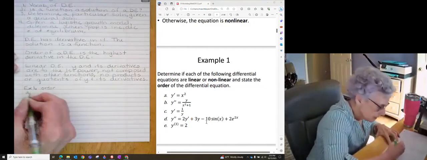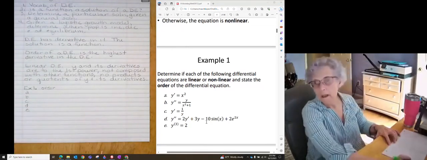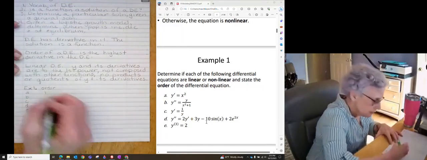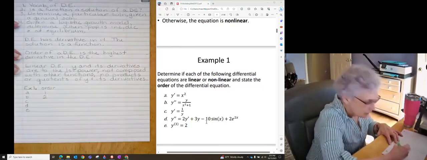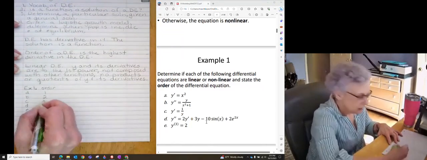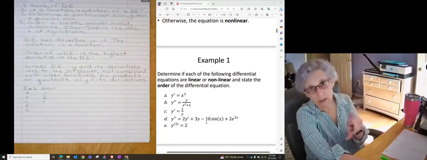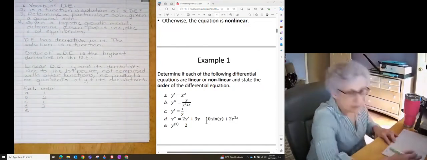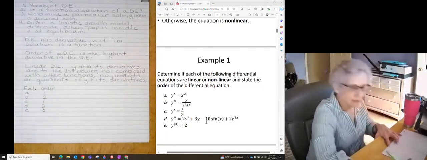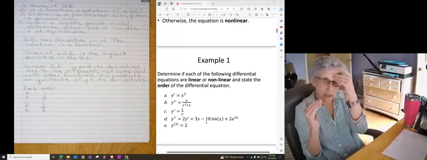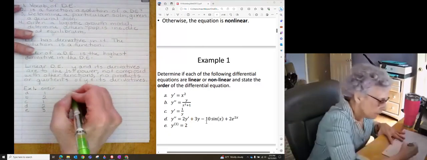So, we'll start with the order because it's easy to look at it and see what the highest derivative is. We have A, B, C, D, and E. A has a first derivative, so it's a first order differential equation. B has a second derivative. It's a second order. C again has a first derivative. D has a second derivative and a first derivative, so it gets to be second because that's the biggest. And then E has a third derivative because when you have a little 3 inside parentheses, that means the third derivative. It doesn't mean y to the third power.